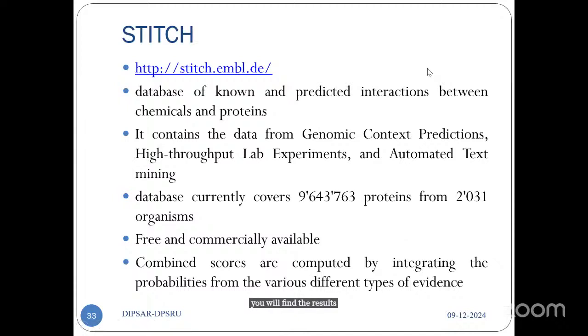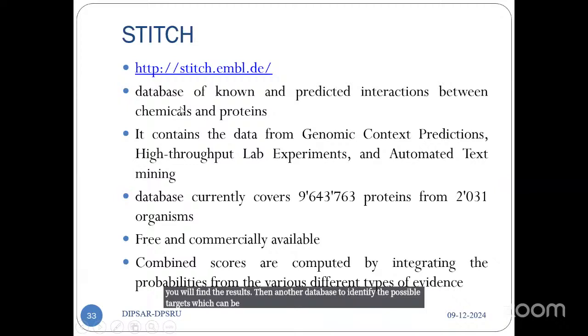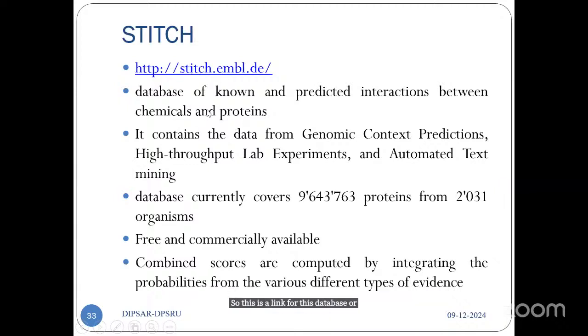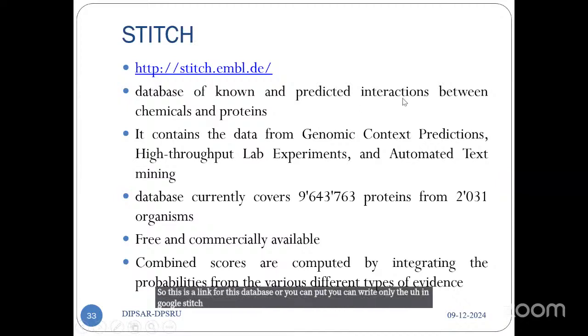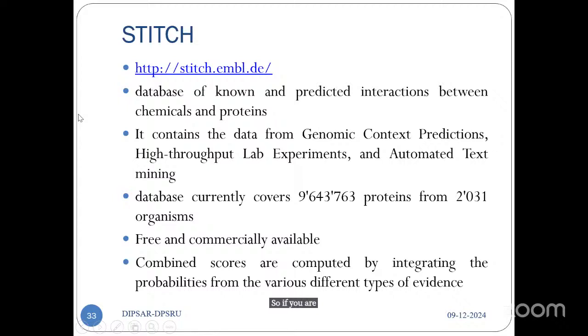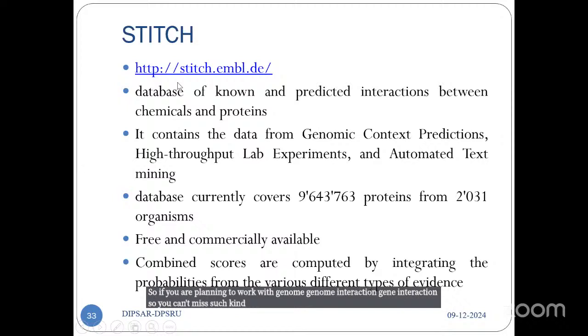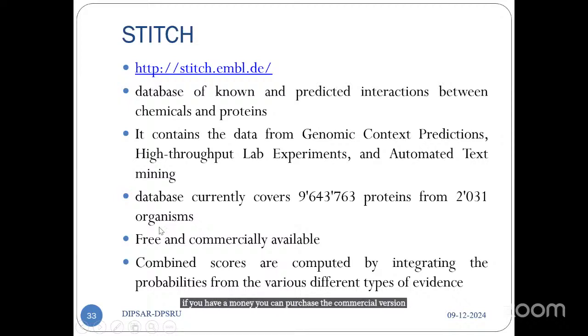Then another database to identify the possible targets which can be hit by your compound is the STITCH database. So this is the link for the STITCH database, or you can write only STITCH in Google. This is a database of known and predicted interactions between chemicals and proteins. It contains data of genomic context prediction. So if you are planning to work with genome interaction, gene interaction, you can't miss such databases. And this database is freely as well as commercially available. If you have money, you can purchase the commercial version as well. Otherwise, you can use the free version.